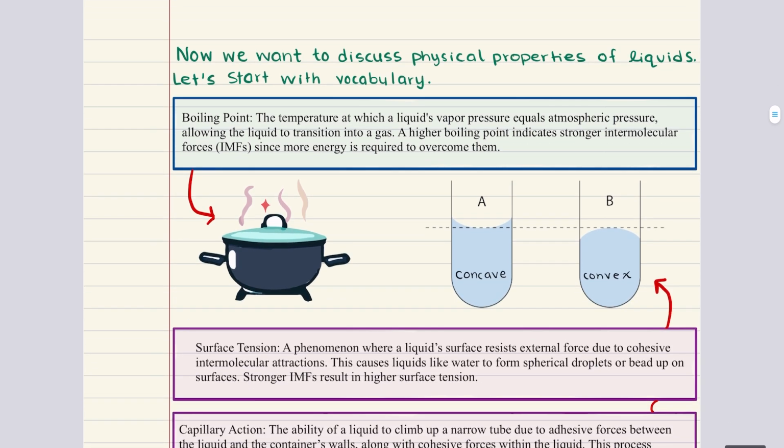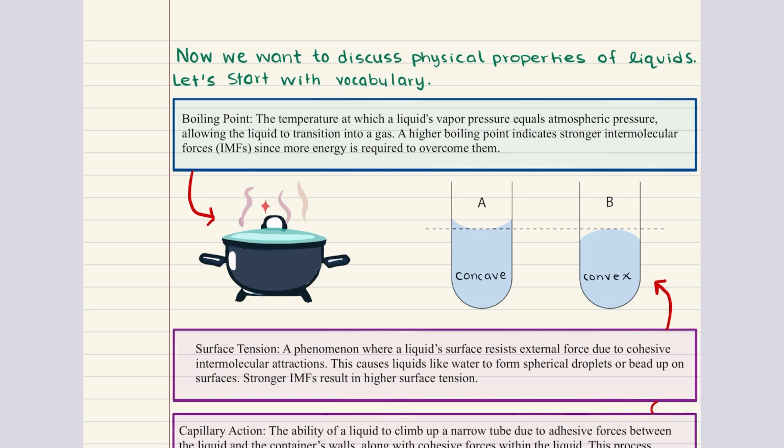Now that we have a solid understanding of intermolecular forces and how they dictate interactions between molecules, we want to shift our focus to the physical properties of liquids. Liquids exhibit a wide range of behaviors based on the strength of their intermolecular forces. And understanding these properties will help explain why different liquids behave the way they do. Why do some evaporate quickly while others slowly?